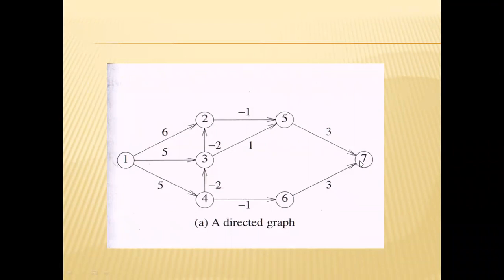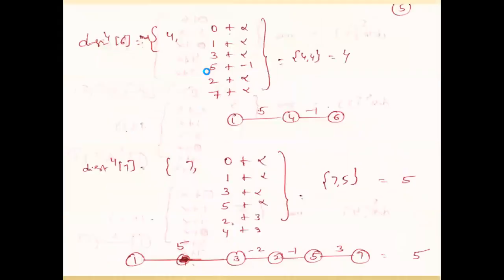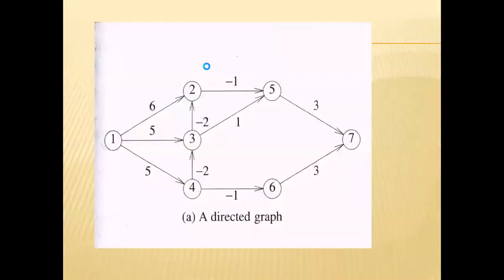That is 1 to 7. 1 to 7 means first 1 to 4, 4 to 3, 3 to 2, 2 to 5, 5 to 6. That shortest path is equal to 3. That means there exists a shortest path up to 5 edges. There is no shortest path by using 6 edges. So we are finding the shortest path as in a single source shortest path. We are finding the shortest path by using all vertices.